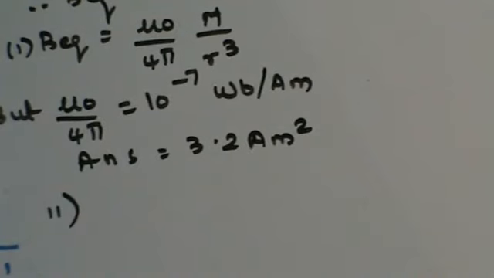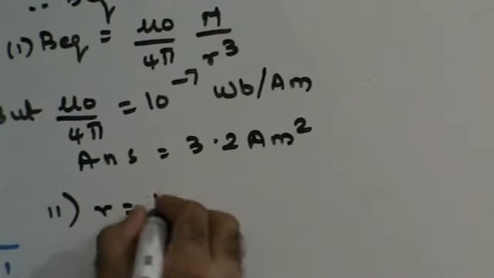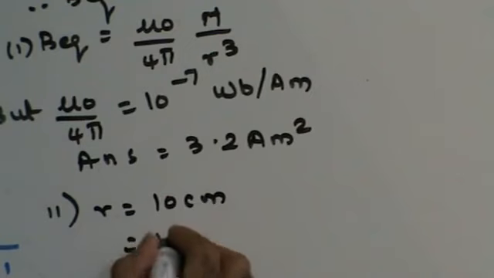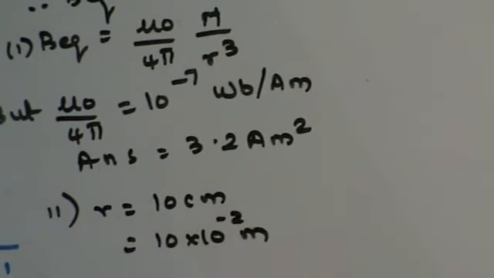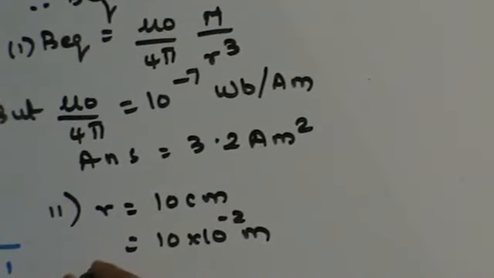Next, take our next sum, please. Find the magnetic potential at a distance of 10 centimeter and at an angle of 45 degree with the axis.